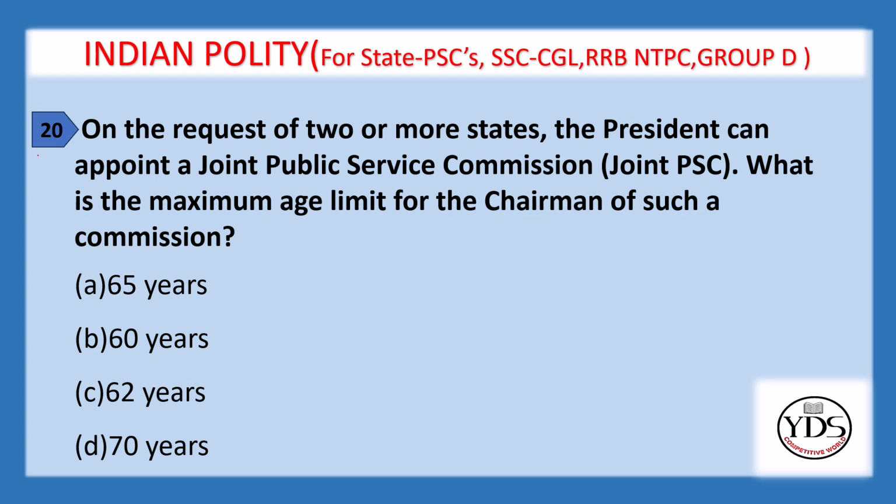Here comes the last question for this section. Question number 20. On the request of 2 or more states, the President can appoint a Joint Public Service Commission, Joint PSC. What is the maximum age limit for the chairman of such a commission? Option A 65 years, option B 60 years, option C 62 years, option D 70 years. Option C 62 years is the correct answer.